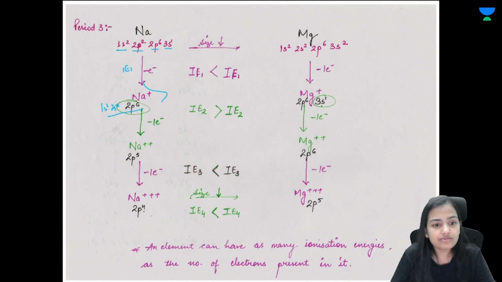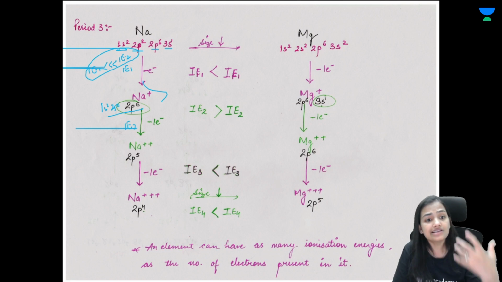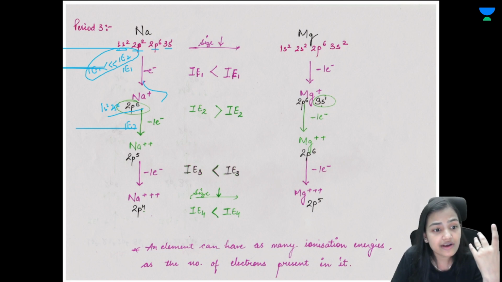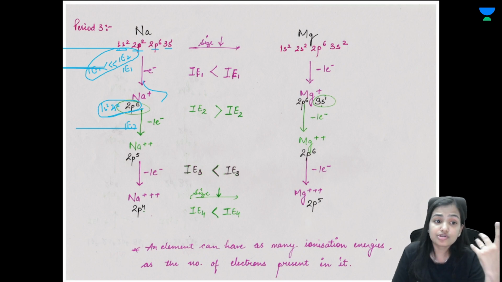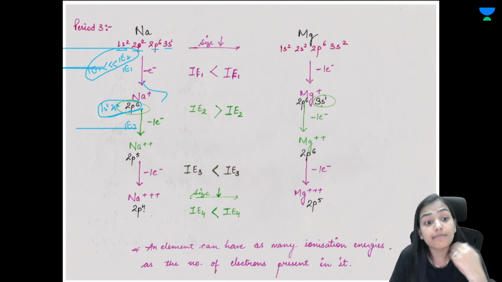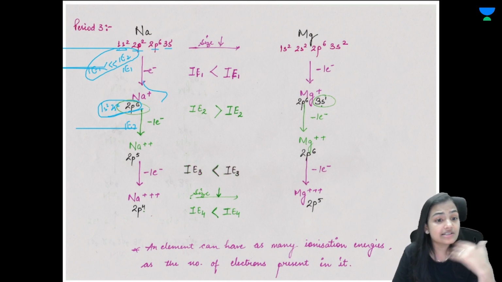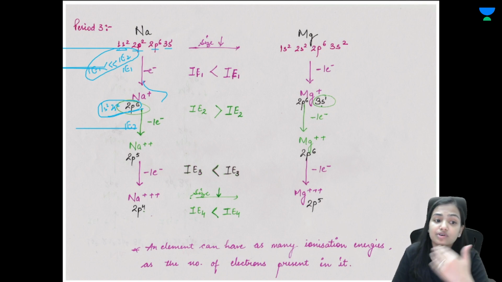Then you remove another electron. This is known as ionization energy 2, and this will give you 2p5. If you compare ionization energy 1 and ionization energy 2, IE1 is going to be very much less than IE2. Why is this so? The reason being, here Na positive has got the stable noble gas configuration. So here you will get a big jump in the ionization energy. Why is there a big jump? Because of the stable noble gas configuration.